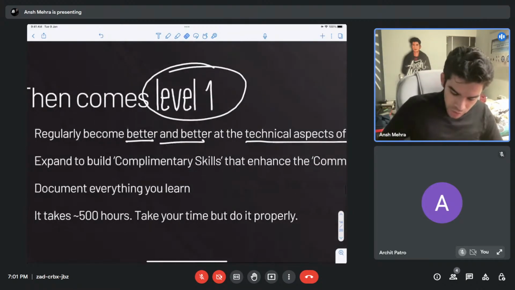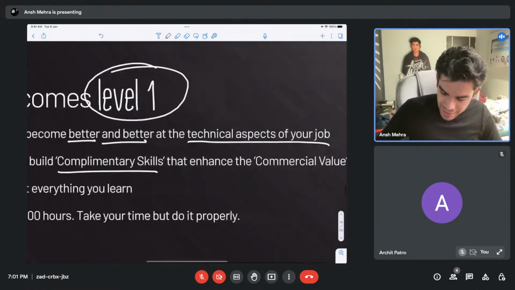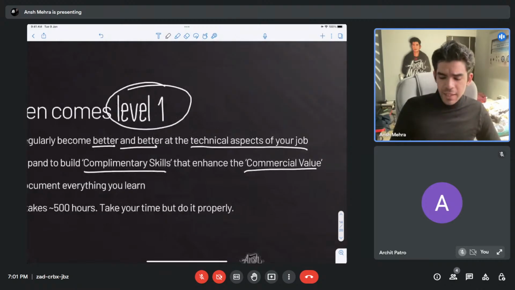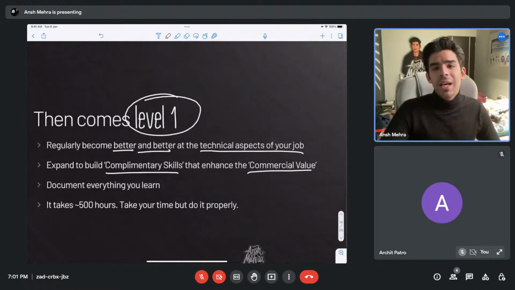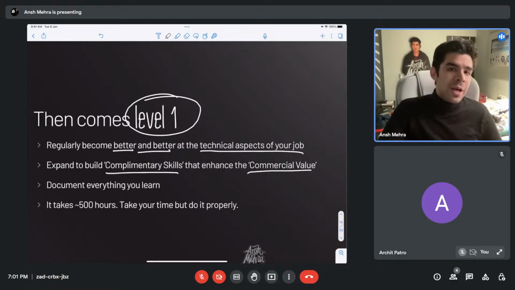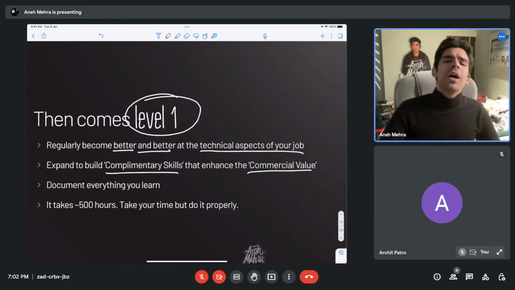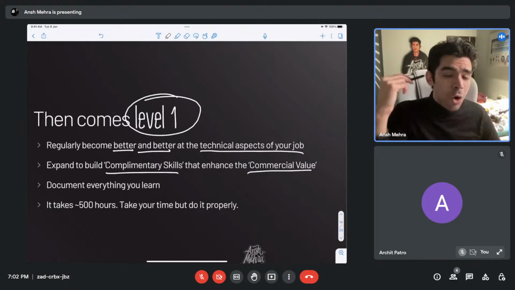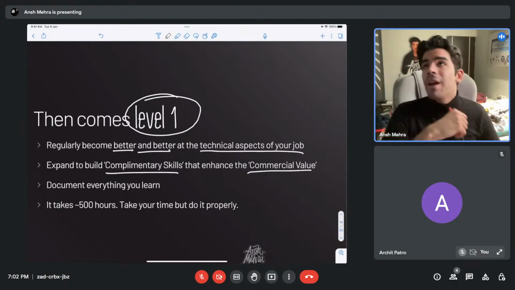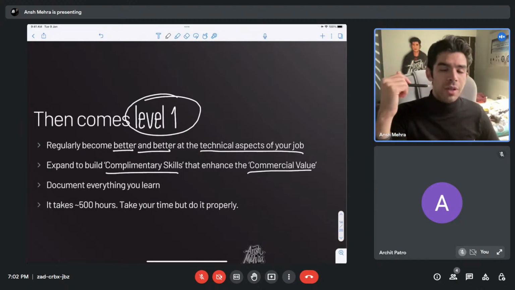Then also focus on complementary skills that enhance your commercial value. Complementary skills are not directly related to your skills, but they add a lot of value. For example, for a video editor, knowing sound design is a very important skill. For a YouTuber, knowing how audio works is very important because you might watch a low quality video with crisp audio, but you will not watch a very fancy video with terrible audio, right?